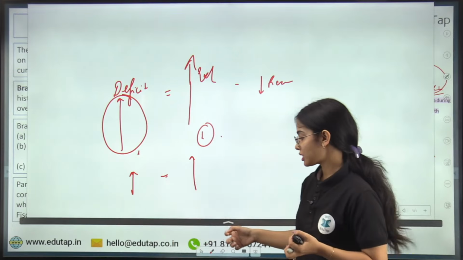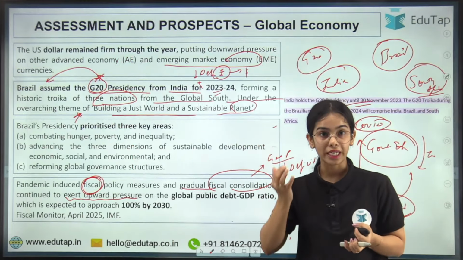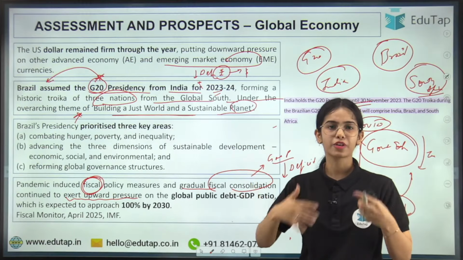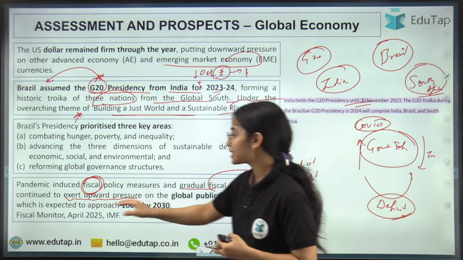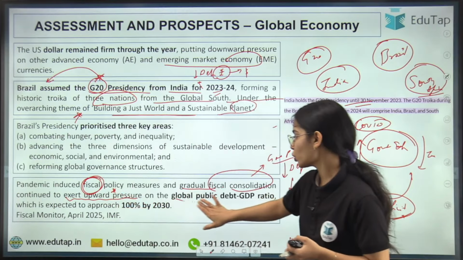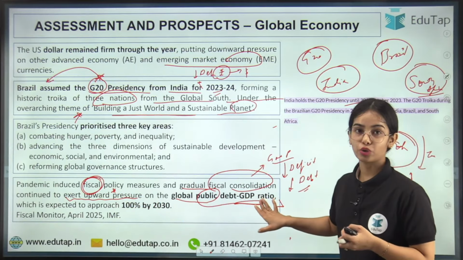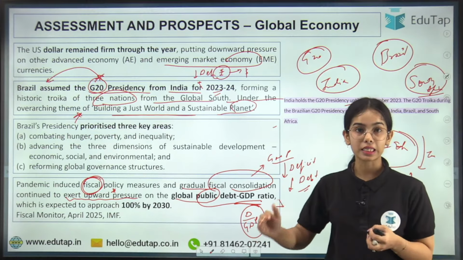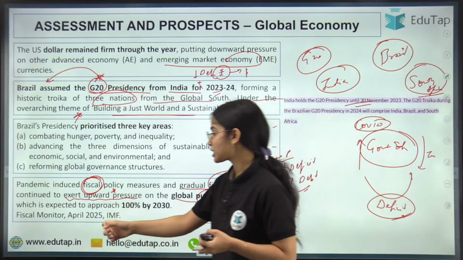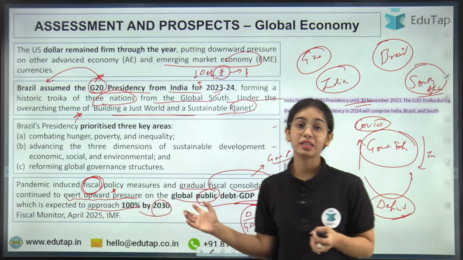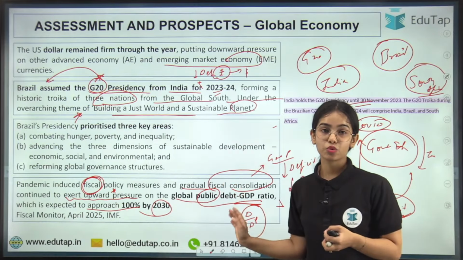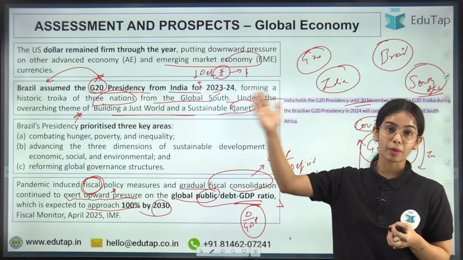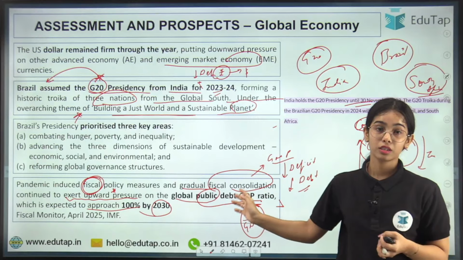So you can understand that the deficit is still quite high, and to pay for that extra expenditure, the governments at the global level are borrowing, and this is exerting upward pressure on the global public debt to GDP ratio. So the debt to GDP ratio is increasing for the countries, and is expected to approach 100% by 2030. So this is a very bad situation. This is a very poor situation where the debt to GDP ratio is going to approach 100% by 2030. So this is the idea.